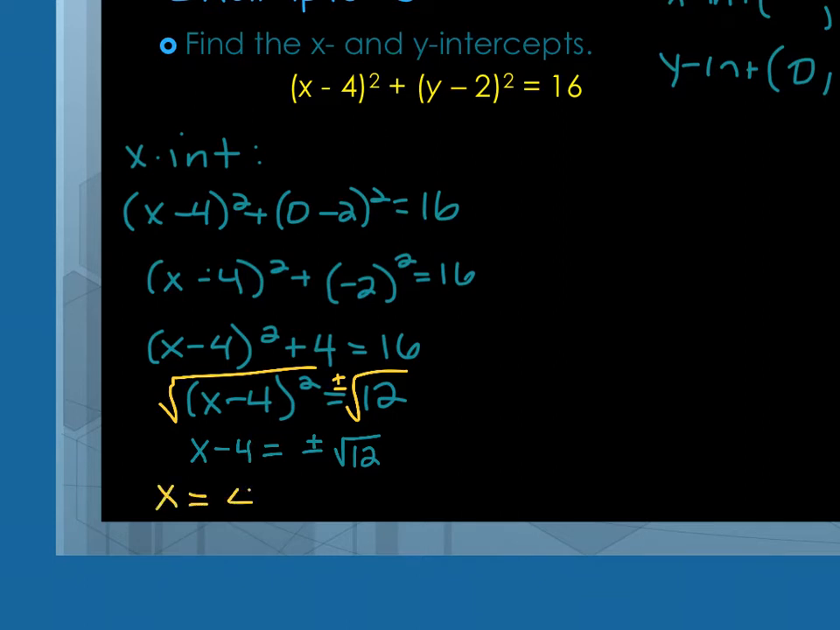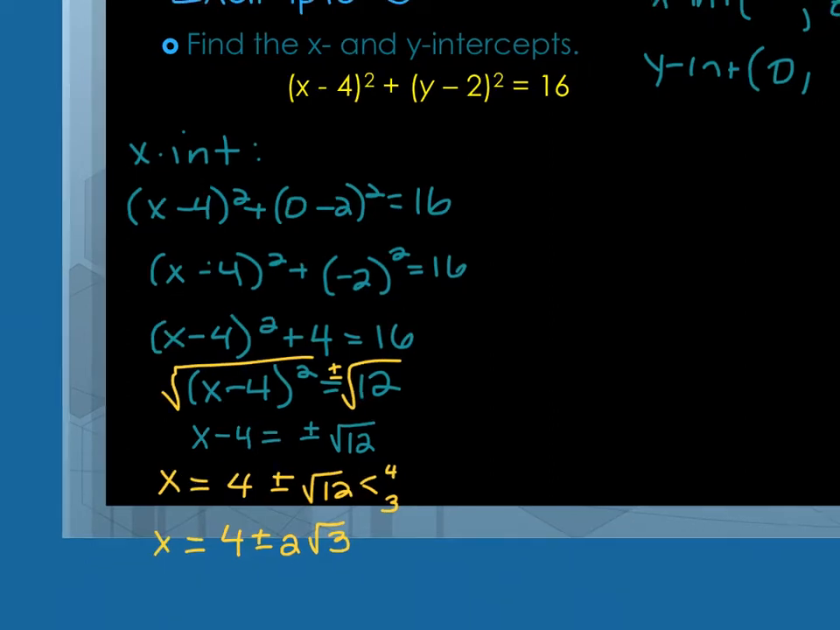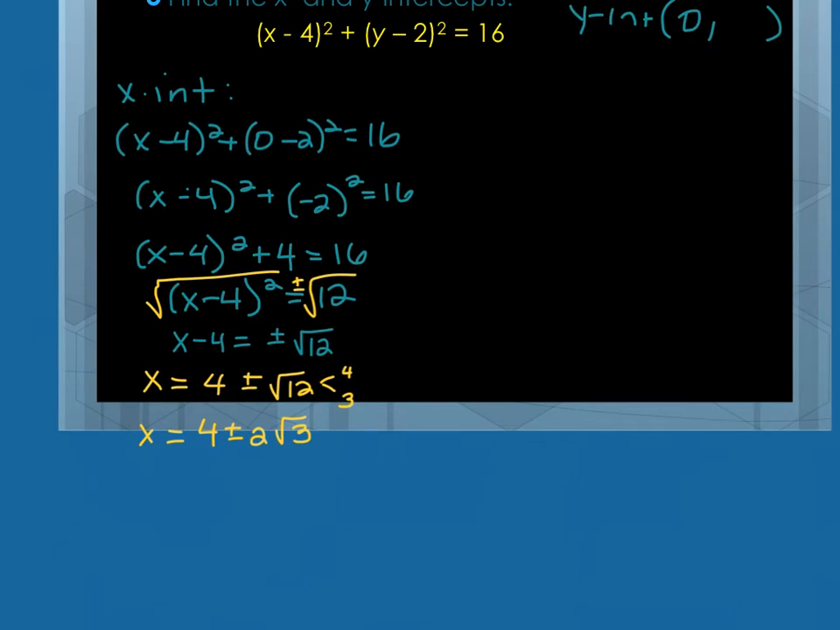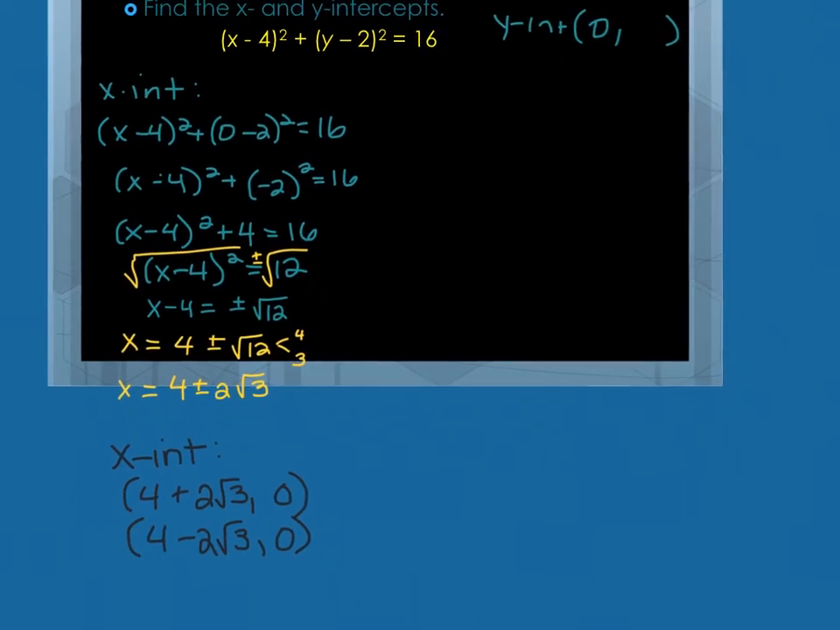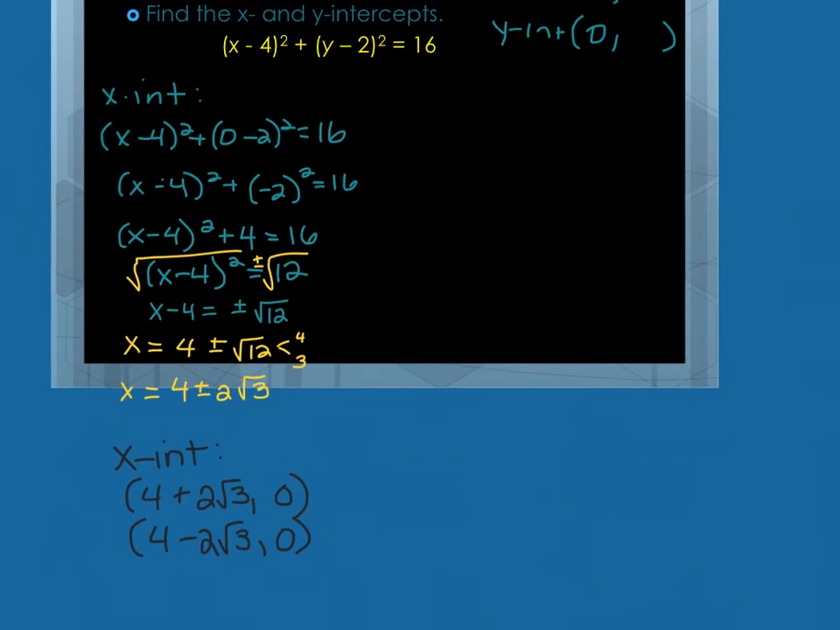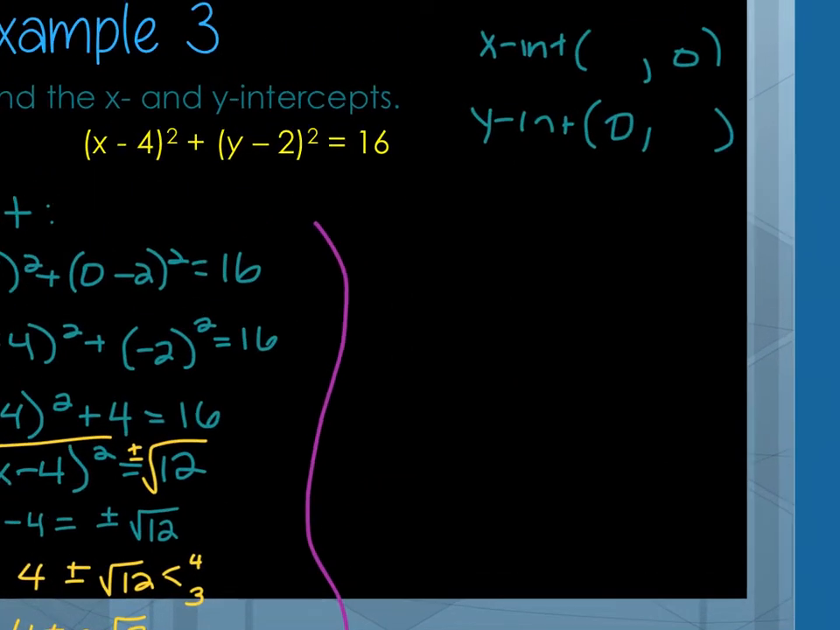So x equals 4 plus and minus the square root of 12, which is 4 and 3, or 2 root 3. So that means you have 2 x-intercepts: (4 plus 2 root 3, 0) and (4 minus 2 root 3, 0).